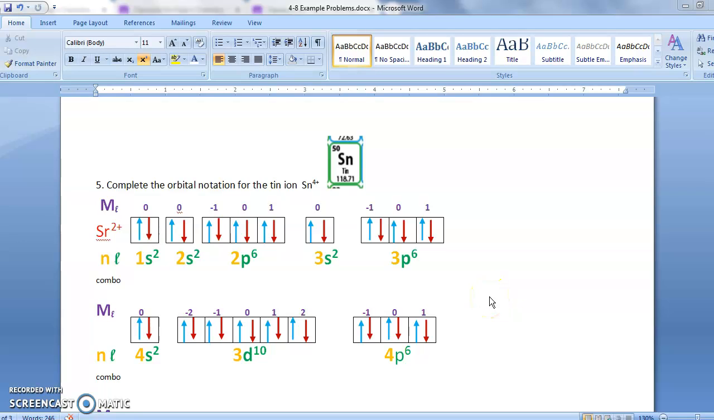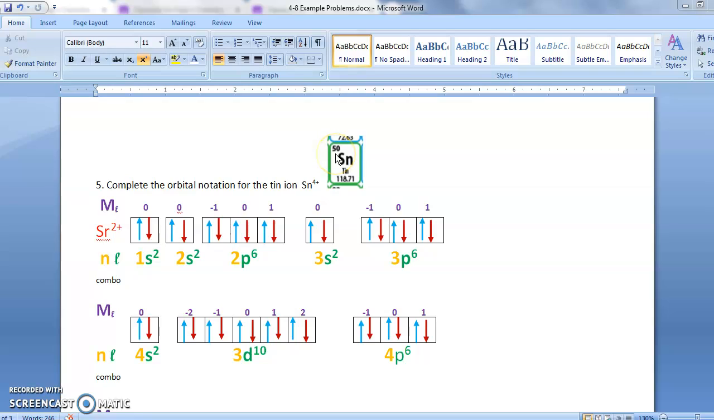Well, to come to think of it, we have one more practice problem to take a look at, and this one's for the tin ion, Sn4+. Tin comes from the word stannum, which is where the Sn comes from. That's why there's no T in the symbol for tin. It used to be called stannum.